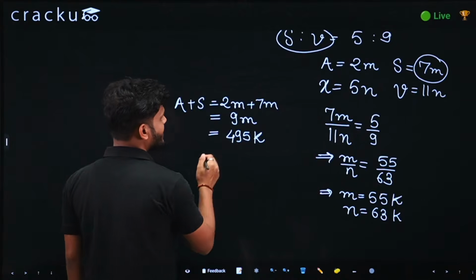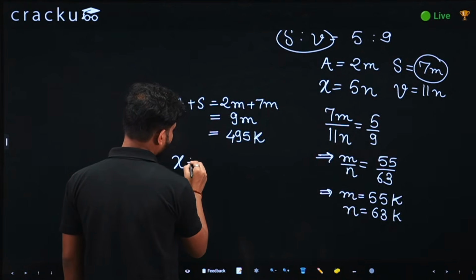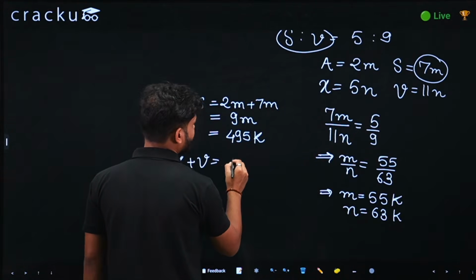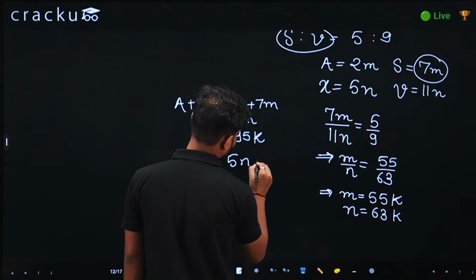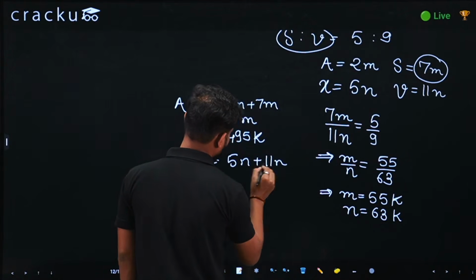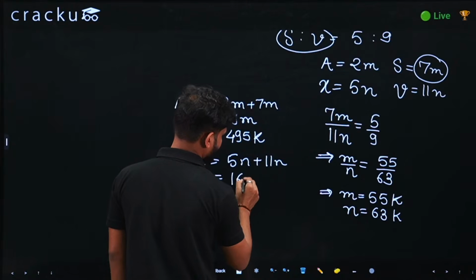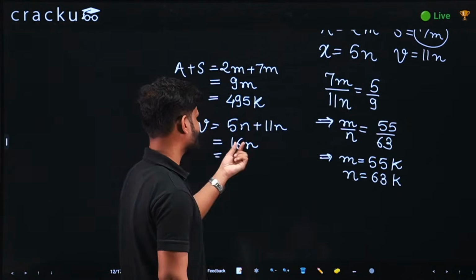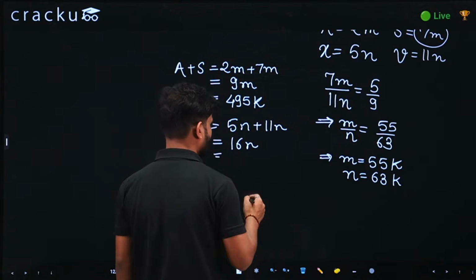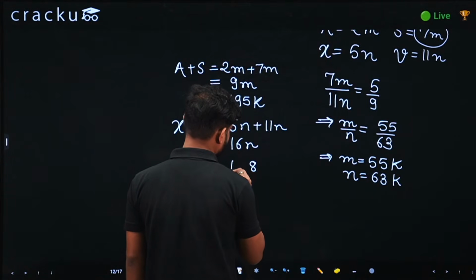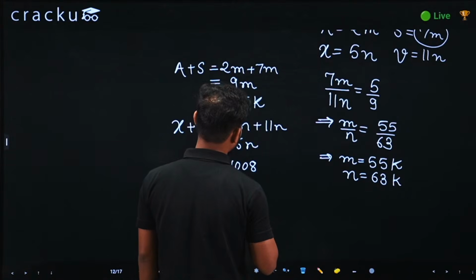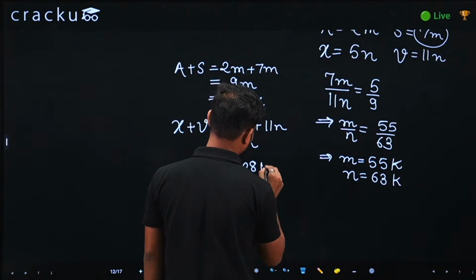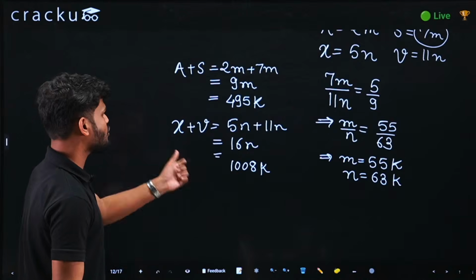Right? What is X plus V? X plus V is nothing but 5n plus 11n. So this will give you 16n. And what is n? n is nothing but 63k. So if you put n equals 63k, you will get 1008k.